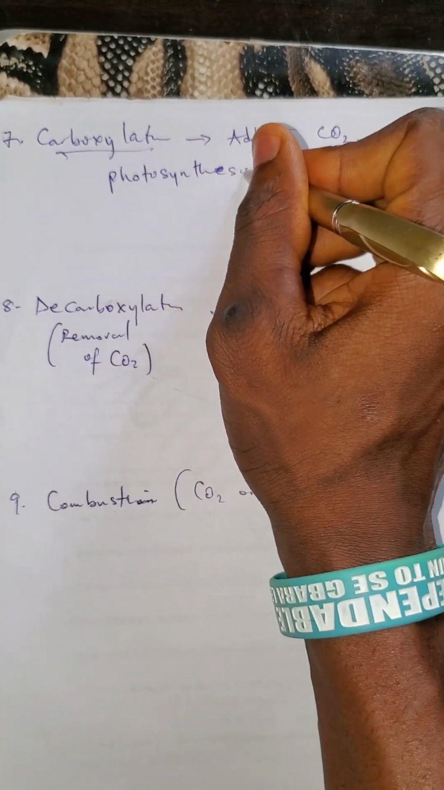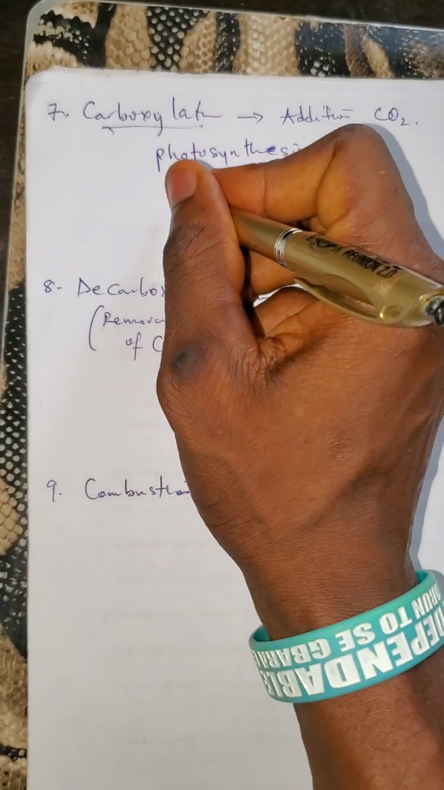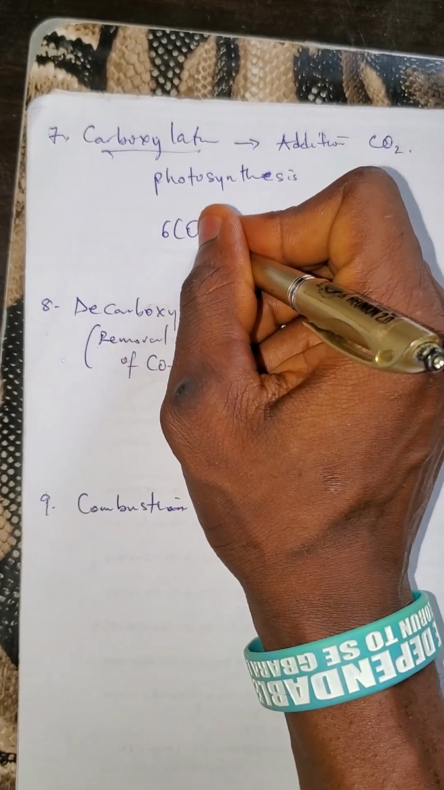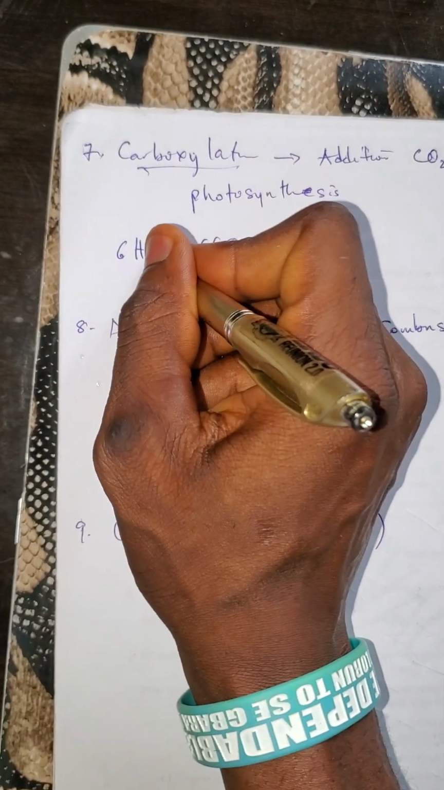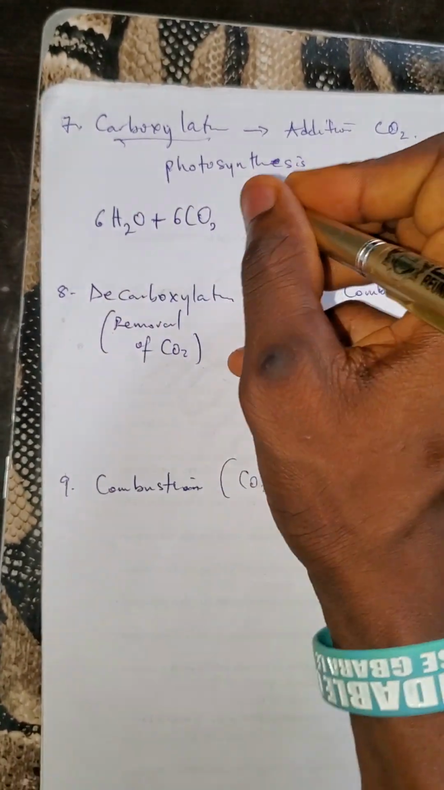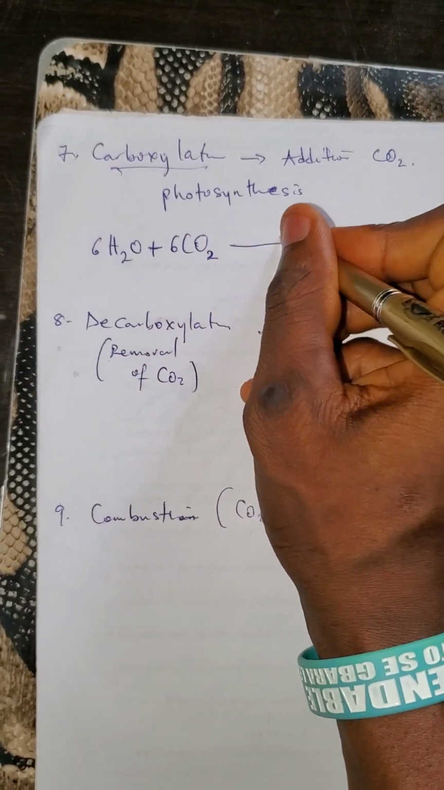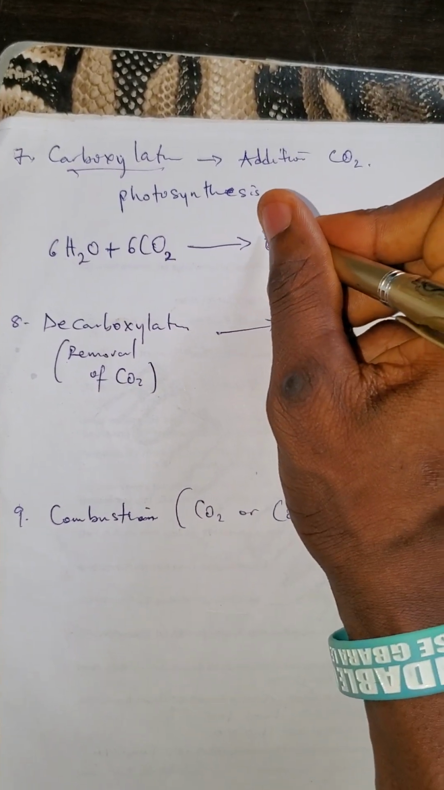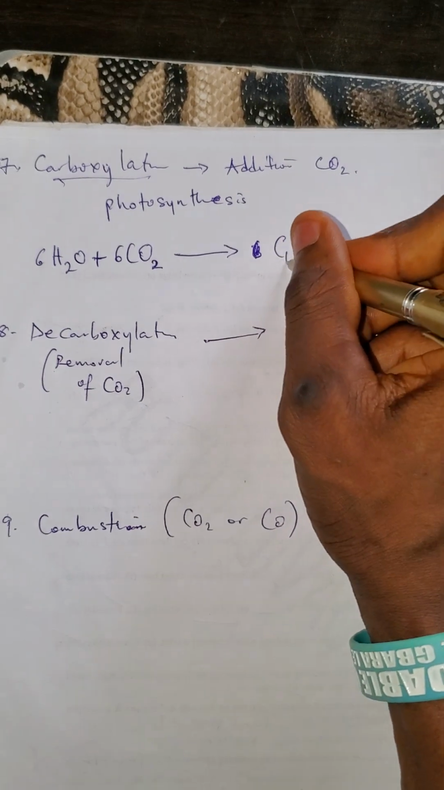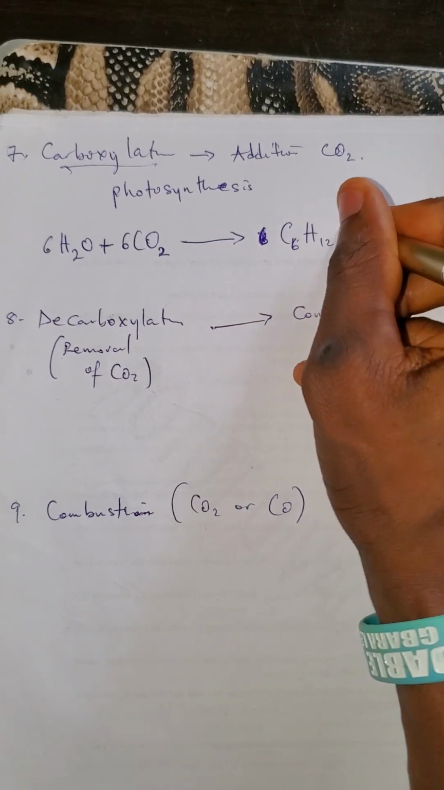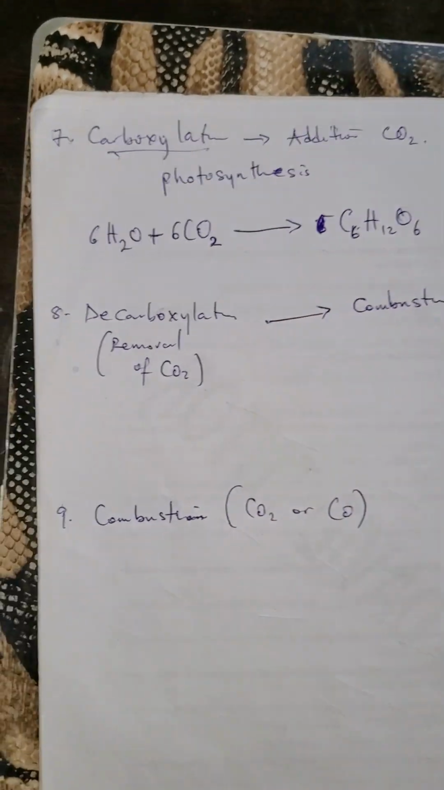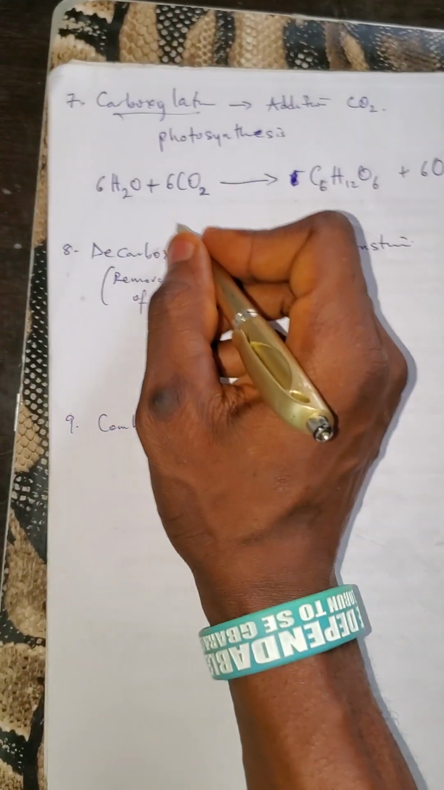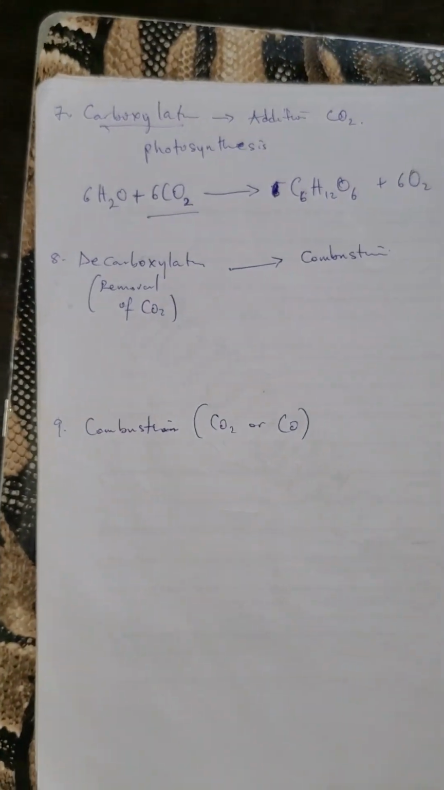Photosynthesis is carboxylation. Because if you look at photosynthesis, you have 6H2O plus 6CO2 to give you C6H12O6 plus 6O2. Now, if you check this very well, it is addition of what? Of carbon dioxide to this.